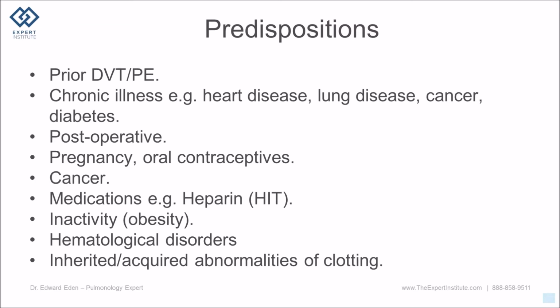Some hematological disorders, such as a high increase in red cells in the blood called polycythemia, or certain other rarer disorders, can increase the risk for thrombosis. And I've already mentioned inherited or acquired abnormalities of clotting, the clues of which are usually gleaned on a thorough medical history, past medical history. Next slide, please.